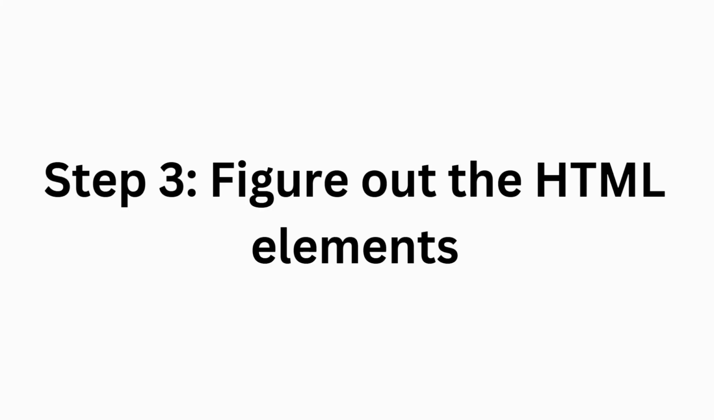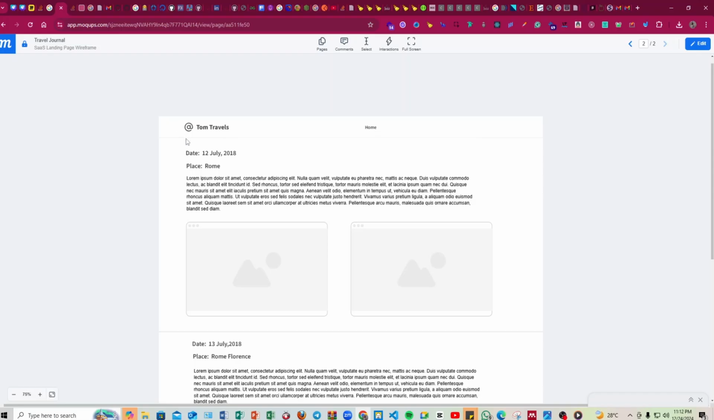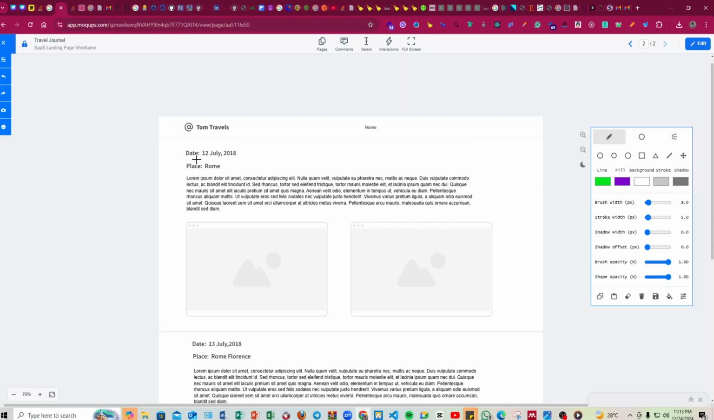For step 3, figure out the HTML element. So on this Wireframe, we have the date, place, details of the day, and then 2 images. So thinking in terms of HTML, for the date, we can use the time element.